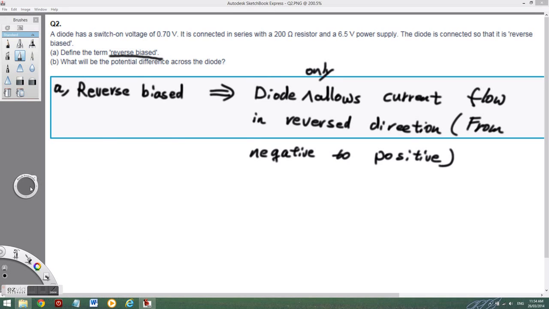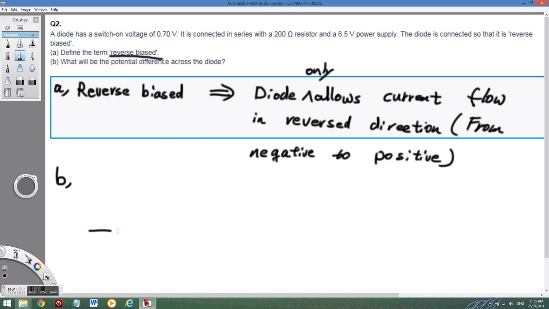Okay. Now, question B asks me for the potential difference, which means the voltage across the diode. Well, this time we call it the potential difference. It means the voltage. Okay, so anyway, step one, we need to sketch the diagram.